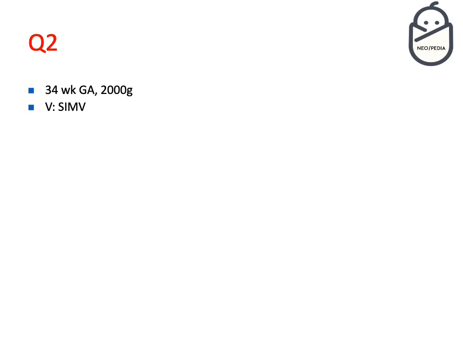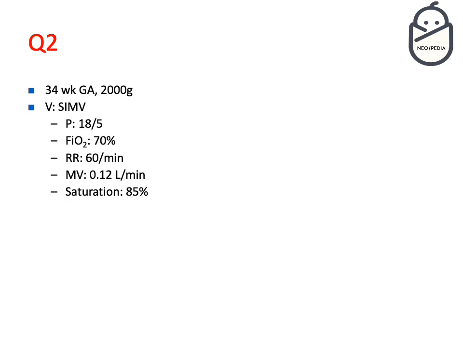The next example, a 34-weeker whose weight is 2 kilogram, and he's being ventilated on SIMV, and his pressure is 18/5. The FiO2 is 70%, which is quite high, and his ventilator rate is 60, so you can't go higher than that. And his minute ventilation is only 0.12 liter per minute, and his saturation is 85%. So what do you think you can do in this condition?